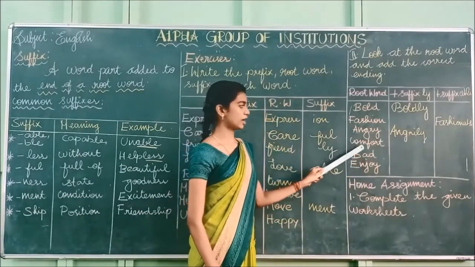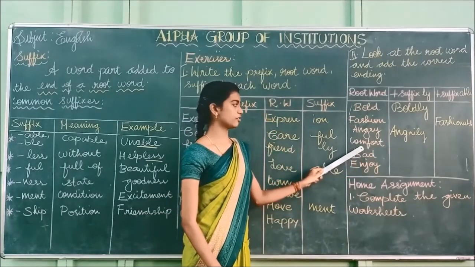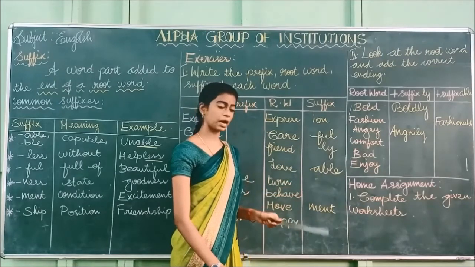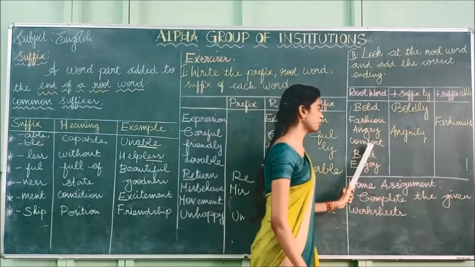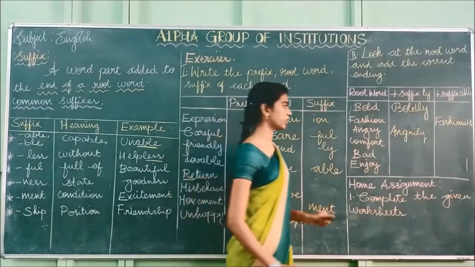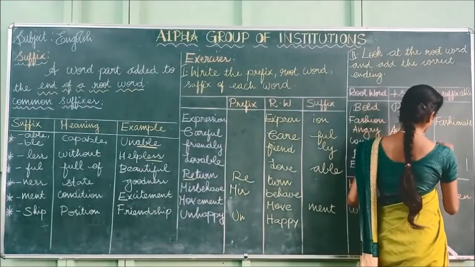Okay. And the next one is comfort. And what is the suffix for this root word comfort? Comfortable. So comfortably is wrong. Okay. So comfortable is the correct answer. Comfortable.